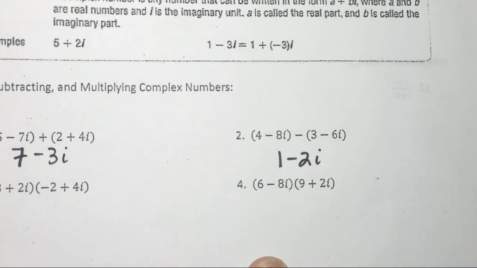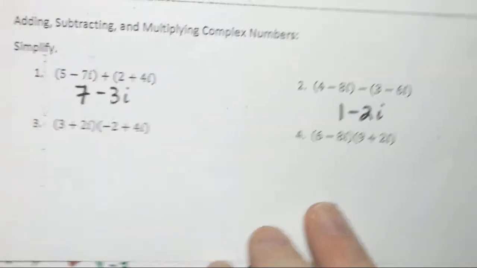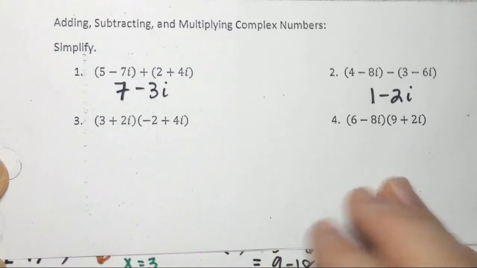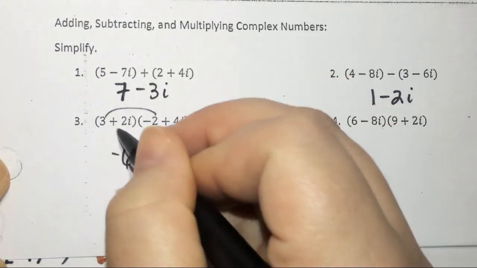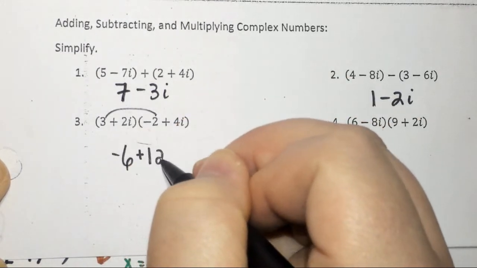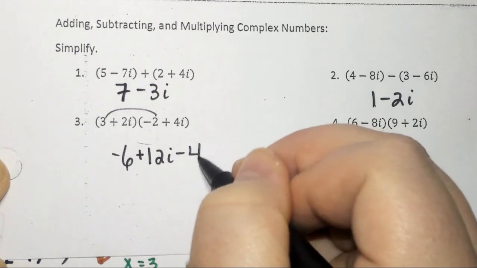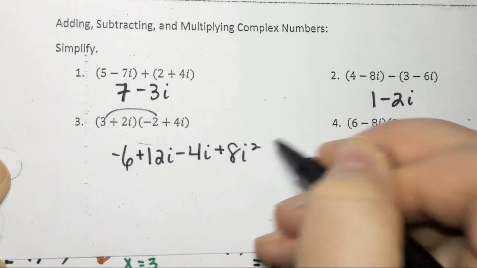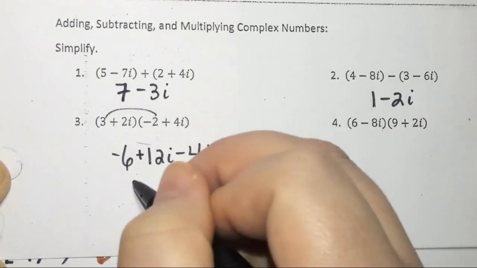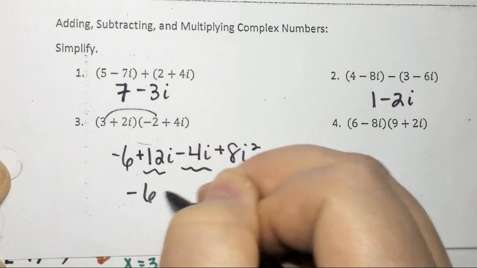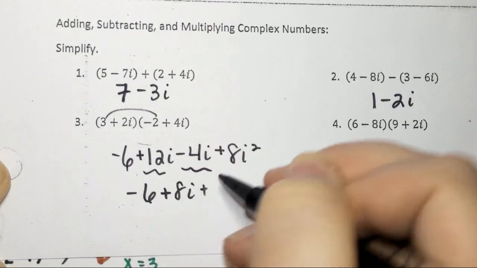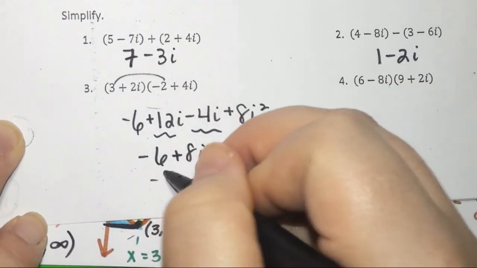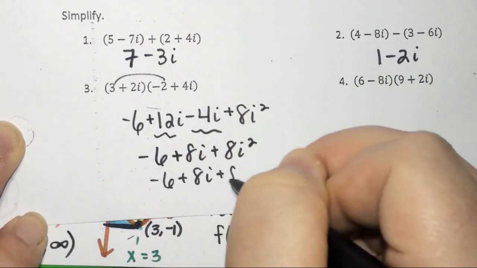So adding and subtracting is super easy with complex numbers. Even multiplying is not bad. We're still going to FOIL on number 3 with these binomials. So first, negative 6, outer, we get 12i, inner, negative 4i, last, 2i times 4i is 8i squared. Okay, so we combine our like terms in the middle, and we have negative 6 plus 8i plus 8i squared. But you're smart. We know i squared is really negative 1, so I can replace that.